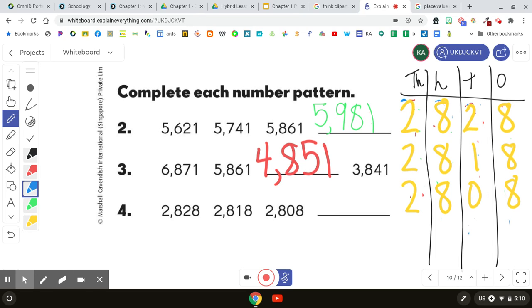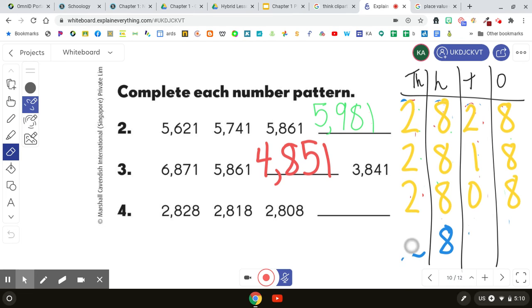Well, it looks like my thousands column is all 2s, so I'm going to guess that's a 2. My hundreds column is all 8s, so I'm going to guess that's an 8. Uh-oh, that's not going to work this time because look at my tens column. I'm going 2, 1, 0. Well, I'm at 0, so that means I'm going to have to go backwards. Well, I'm going to erase this because that time it didn't work, but it's okay to start like that and to think, well, that strategy doesn't work this time. So I'm going to erase my 2 and my 8.